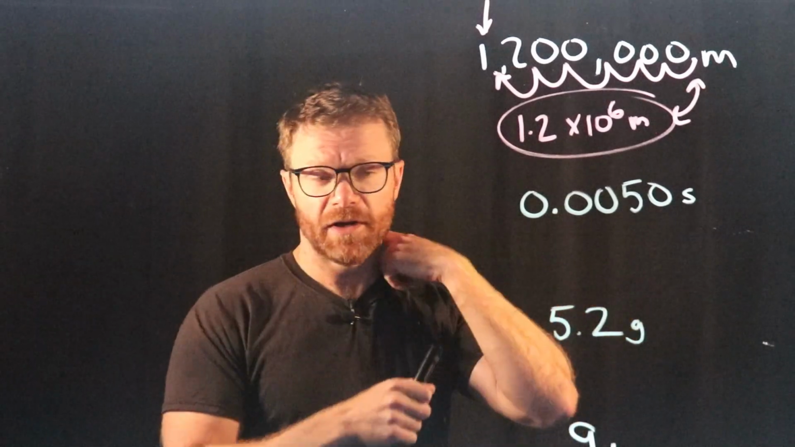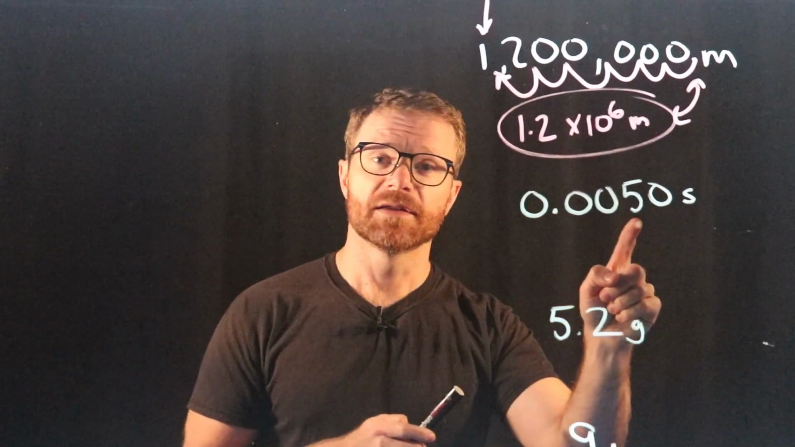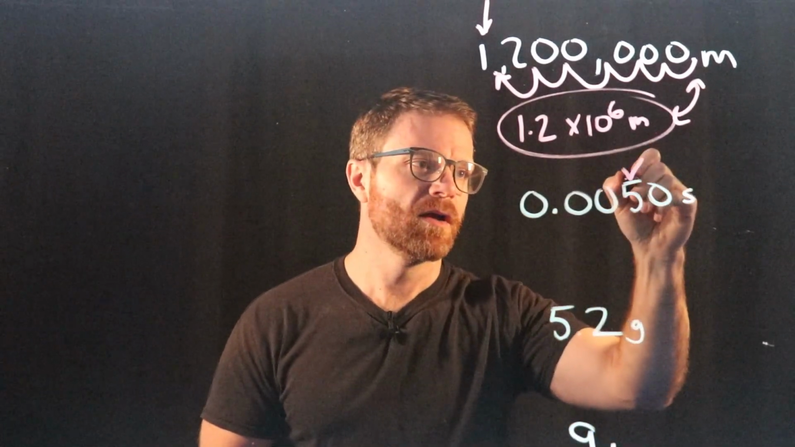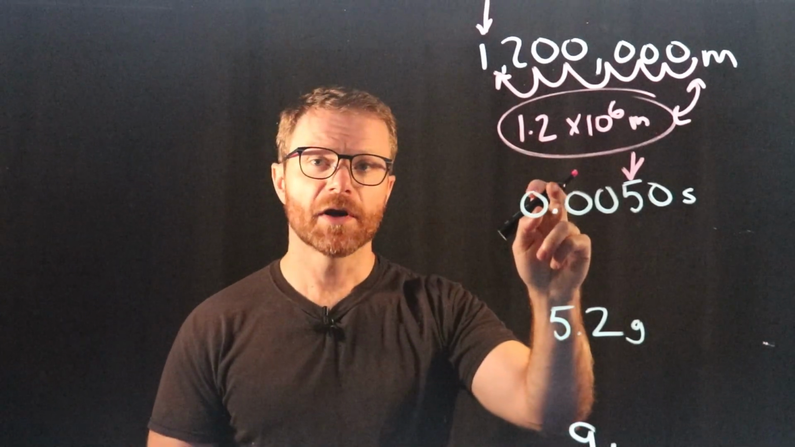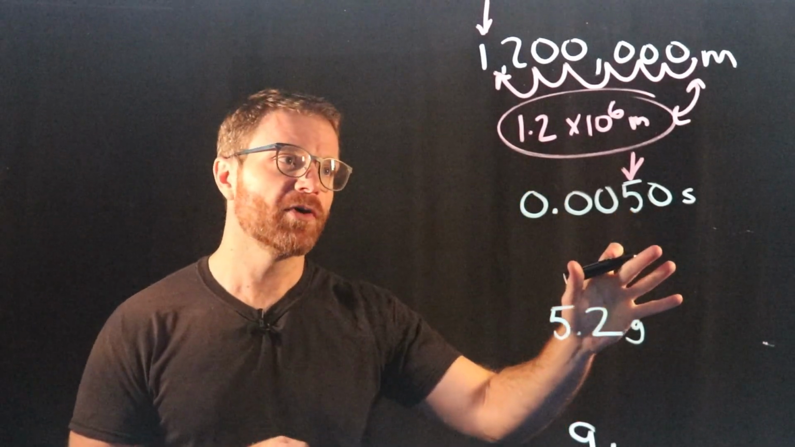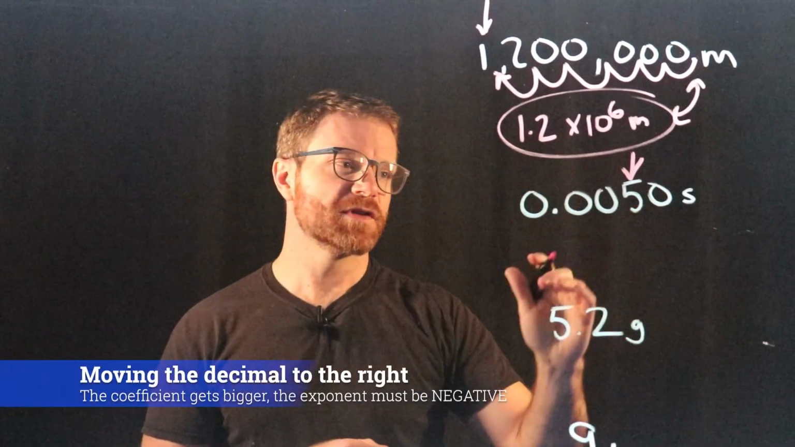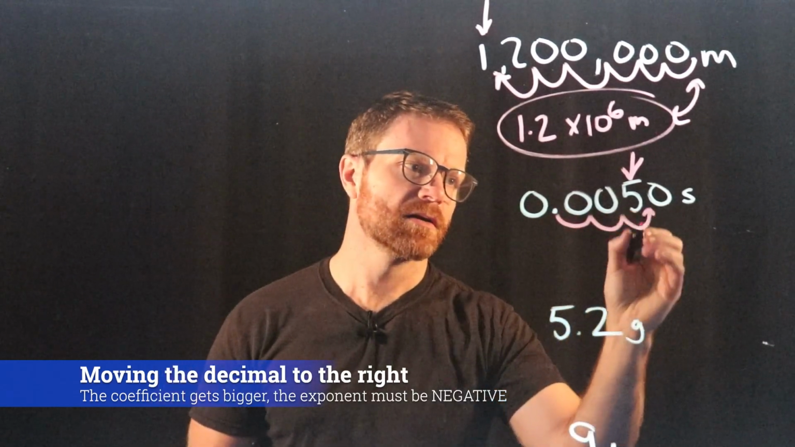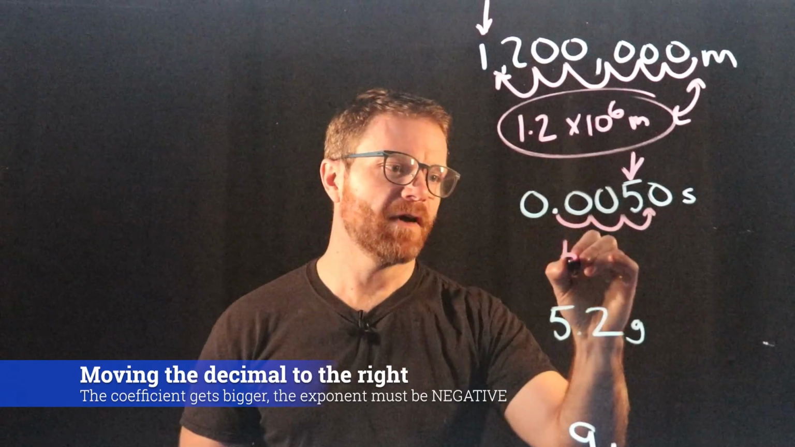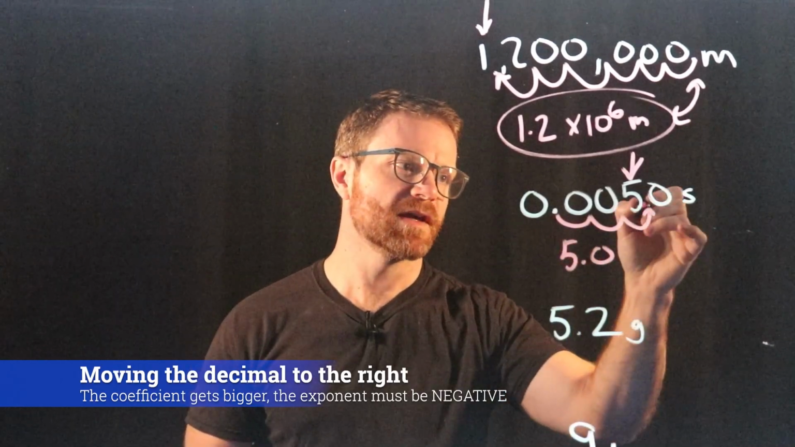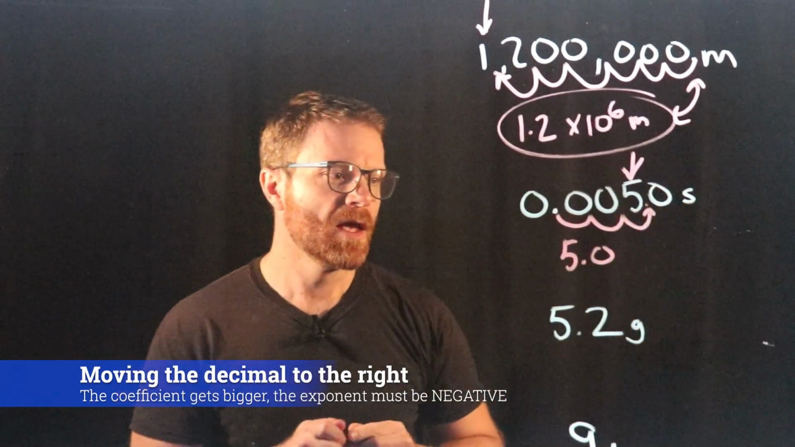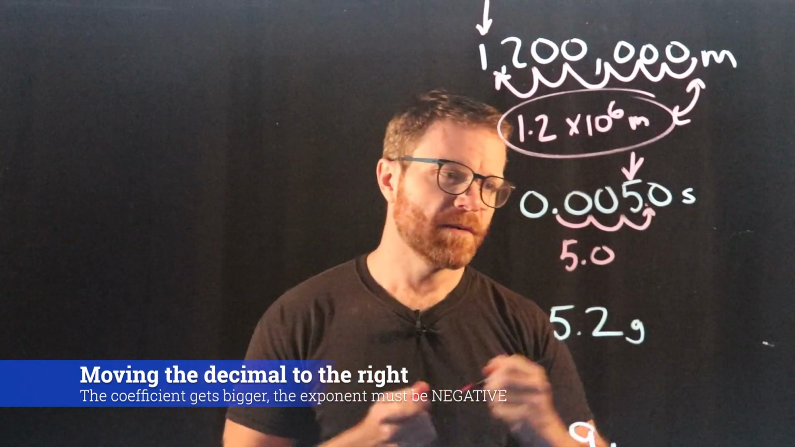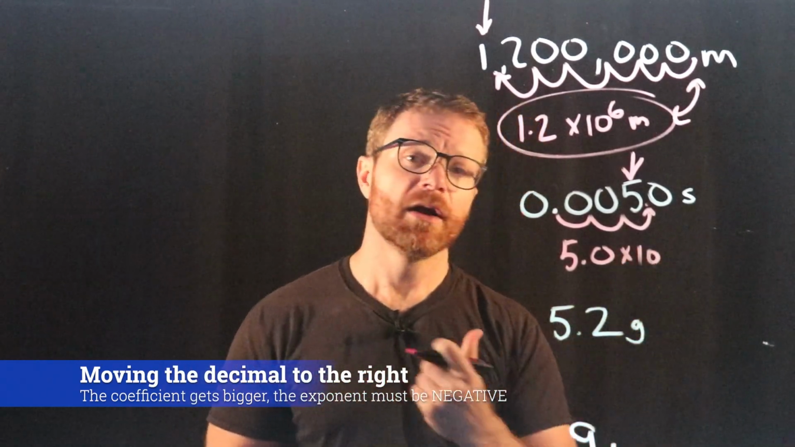What's the first non-zero digit? It's this 5 right here. Where's the decimal point? It's right here. Let's move the decimal point until it's after the first non-zero digit. 1, 2, 3. Okay, now we have 5.0, because that new decimal point's right there. Now remember, this time, times 10 to the, we moved our decimal point to the right.